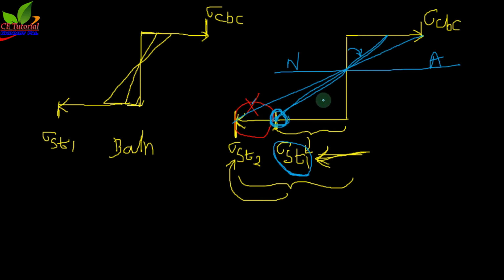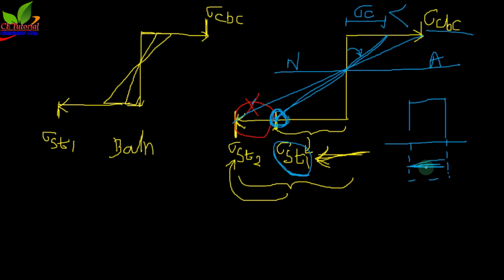Now you can understand that the stress in concrete is actually sigma c, which is less than sigma CBC. So for this section, when we apply a lesser amount of steel, say AST2, then the stress in concrete will be less than the permissible stress, because stress in steel reaches its permissible stress first.